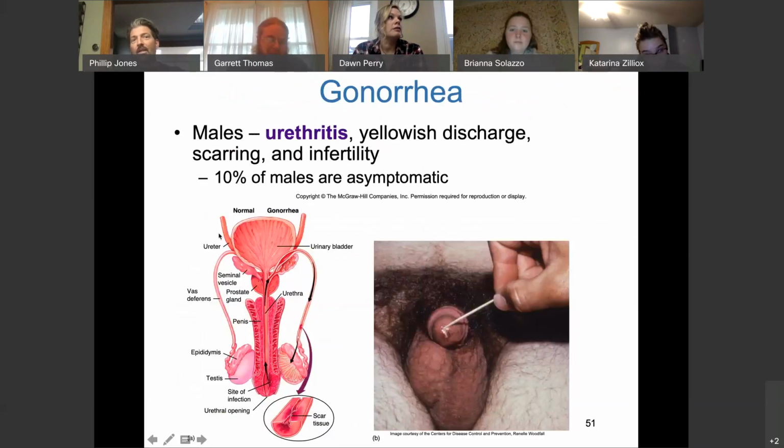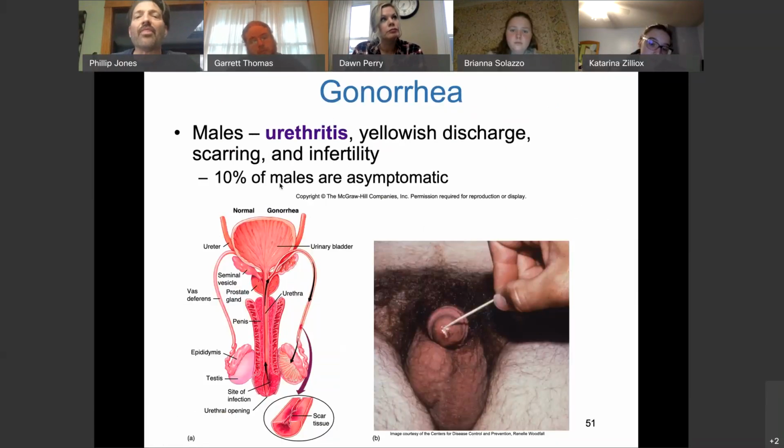And males can get this. 10% of the males are asymptomatic, so most guys know they have it. Yellow discharge, scarring, infertility. Usually there's pain with urination. 90% of males know they have it. The problem with females is they have very few signs and symptoms, and most of them are asymptomatic, so they don't even know they have it.